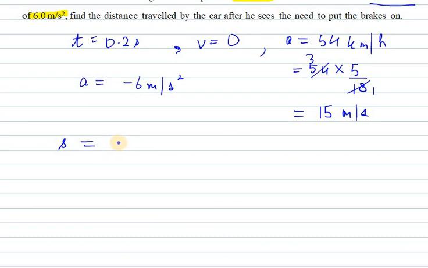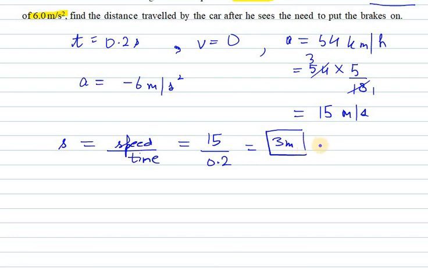So S equals speed times time. Speed is 15 and time, the reaction time, is 0.2. So this will be 3 meter. This is the distance traveled by the car during reaction time.